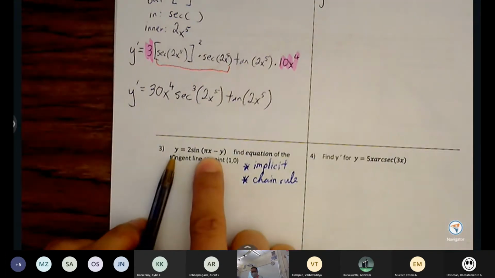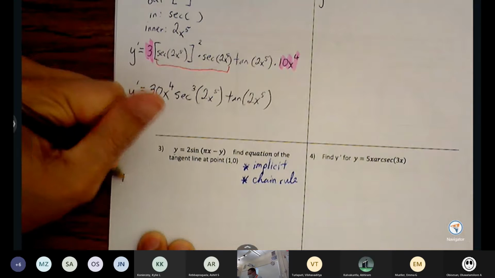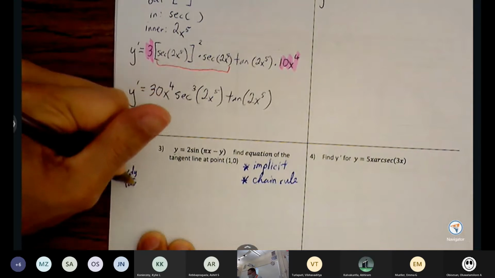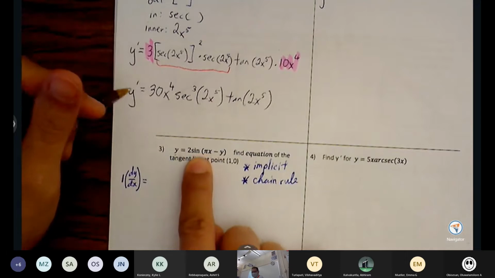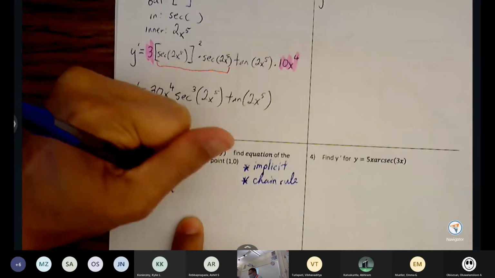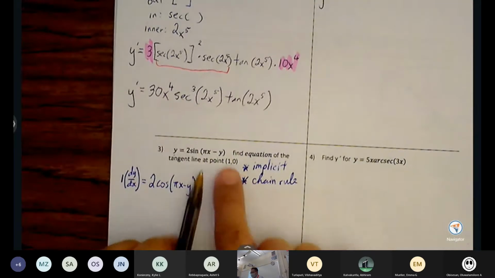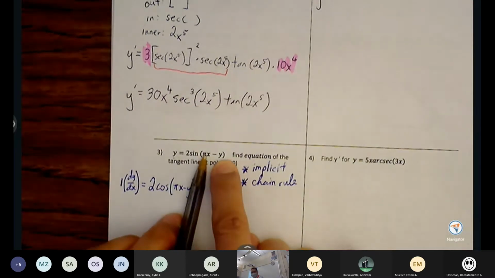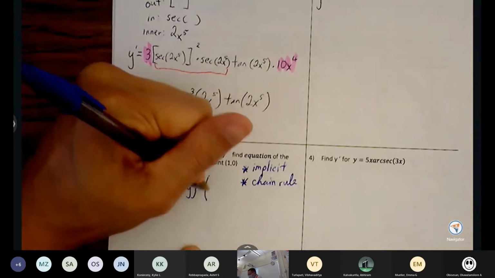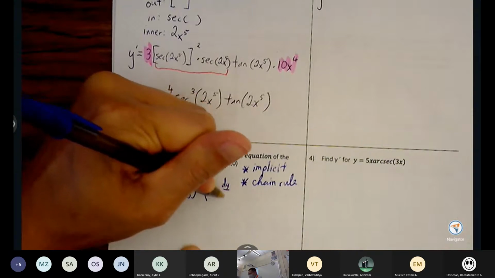All right, so now we can jump into our derivative step. We know that each time we come across y's derivative, we have to attach a dy dx. So y becomes 1 dy dx. Sine's derivative becomes cosine. So 2 cosine of u times u prime. So the derivative of pi x minus y, pi x becomes pi, and then y becomes dy dx, or 1 dy dx.